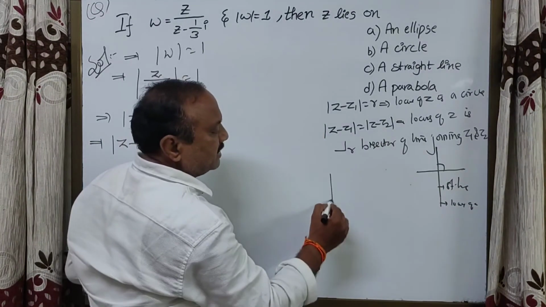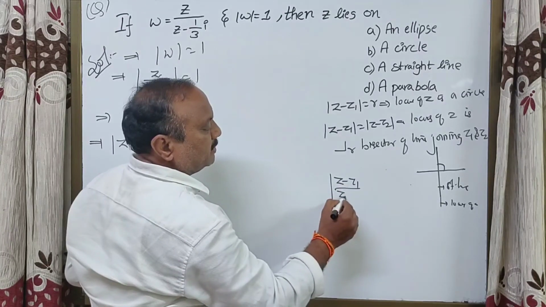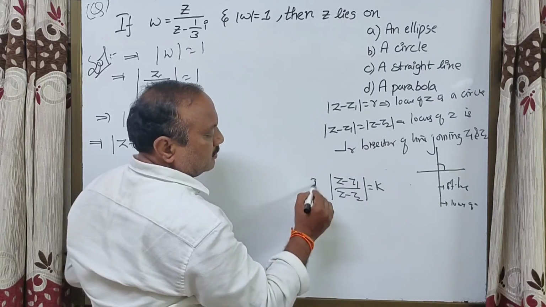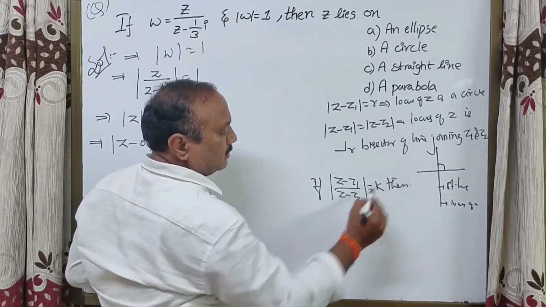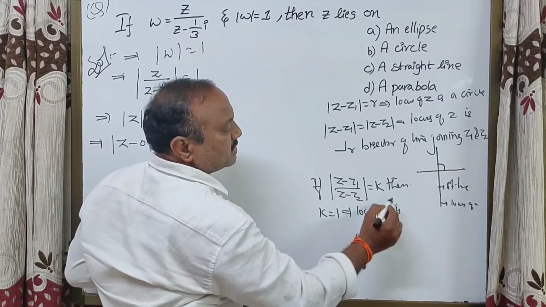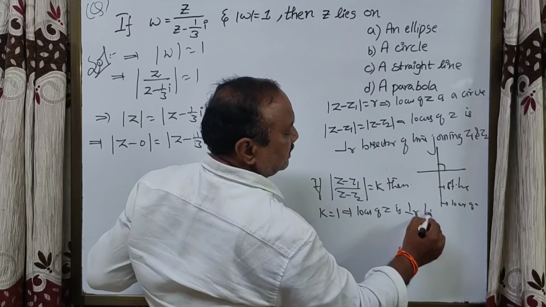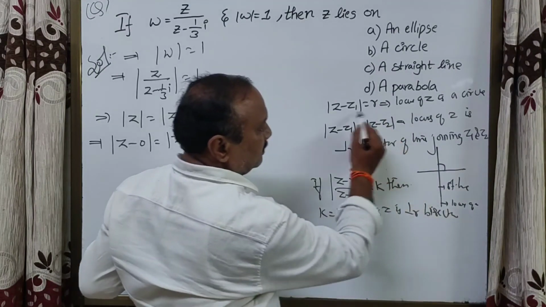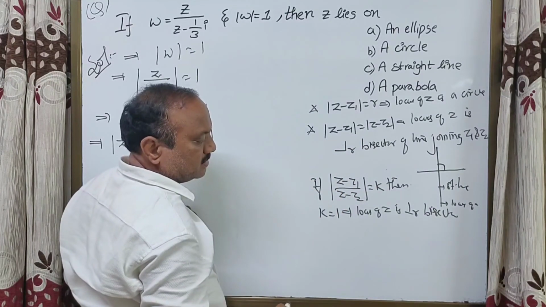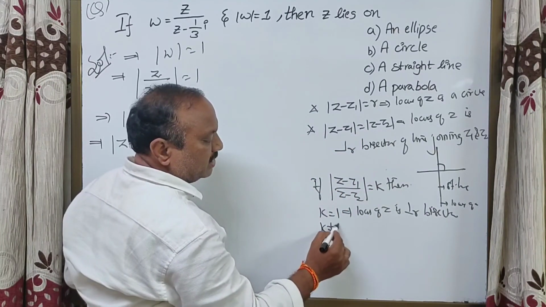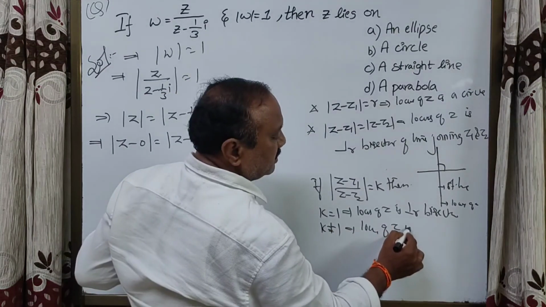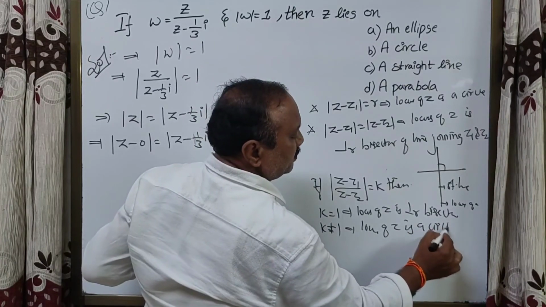We have conditions like this: |z - z₁| / |z - z₂| = k. Then k equal to 1 implies locus of z is the perpendicular bisector. Otherwise, k not equal to 1, in other cases, locus of z is a circle. Please remember these 2 points.